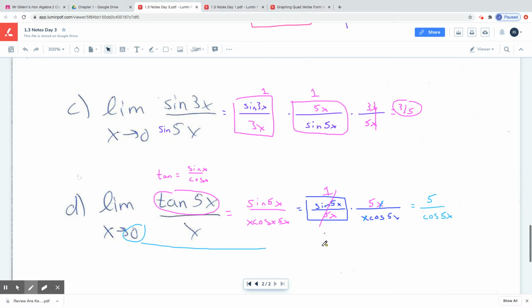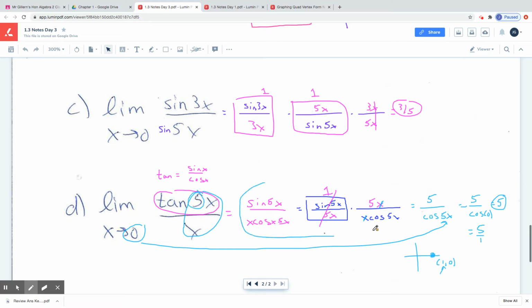And since I canceled something out, I can now substitute in 0. 5 times 0 is 0. I'm sure you all remember what the cosine of 0 is. 0 on the unit circle is over here, it's the point (1, 0). Cosine is x, so it is 1. So I get 5 over 1, which is 5, which you could have guessed by looking at the problem, 5x over x, the answer would be 5. But you have to show this work in order to get full credit.